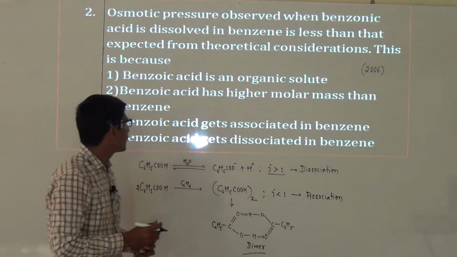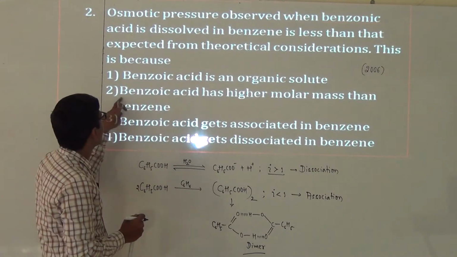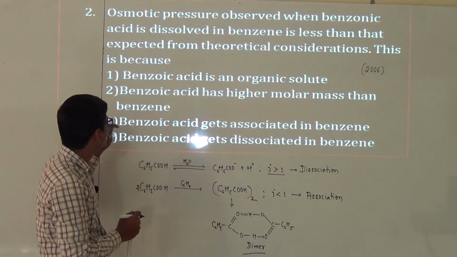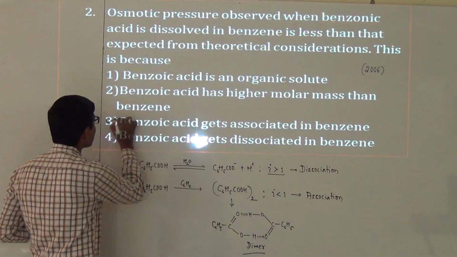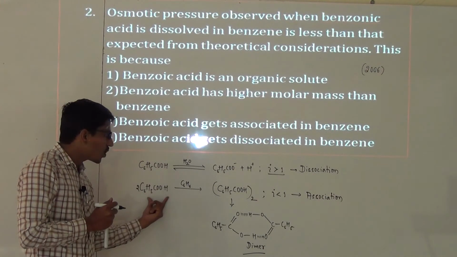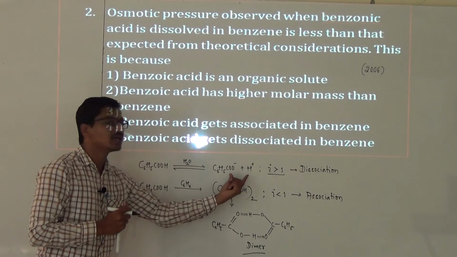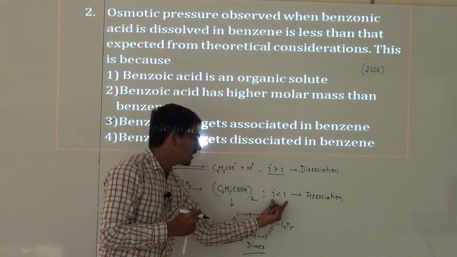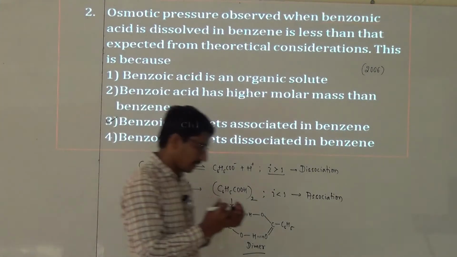And the answer for this: the first one, benzoic acid is an organic solute, is wrong. Benzoic acid has higher molar mass than benzene, this is also not a correct answer. Benzoic acid gets associated in benzene, this third statement is the correct one. In non-polar solvent, carboxylic acids undergo association. In polar solvent they undergo dissociation, but the extent of dissociation is less, and the van't Hoff factor value is more than 1, and here less than 1. The correct answer for this question is the third one.